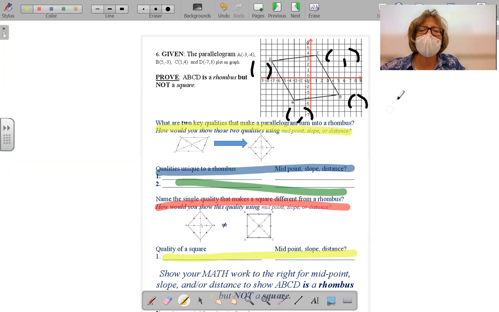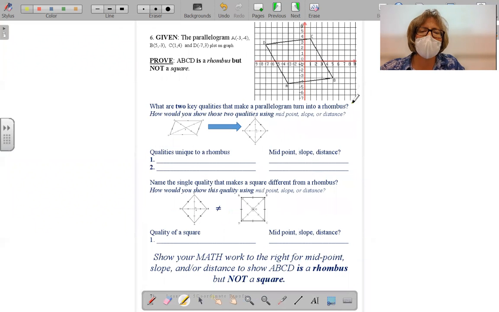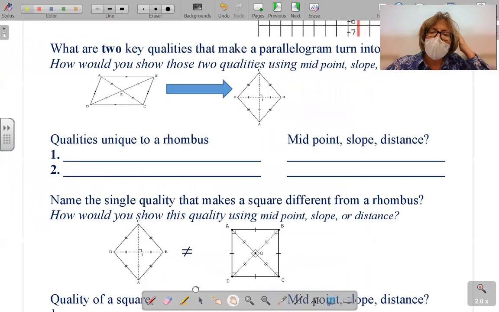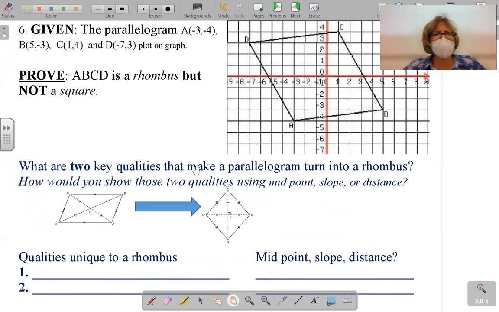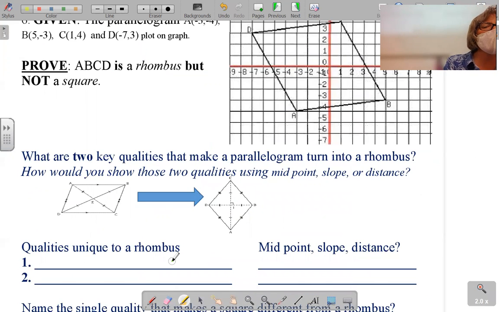Okay, let's regroup here. All right, so we have this image, and this is called a double proof. Get used to that. You're going to see at least 2 or 3 of these on our next test. You have to prove, it's called a positive. I need to positively prove it's a rhombus, but then negatively disprove it can't be a square.